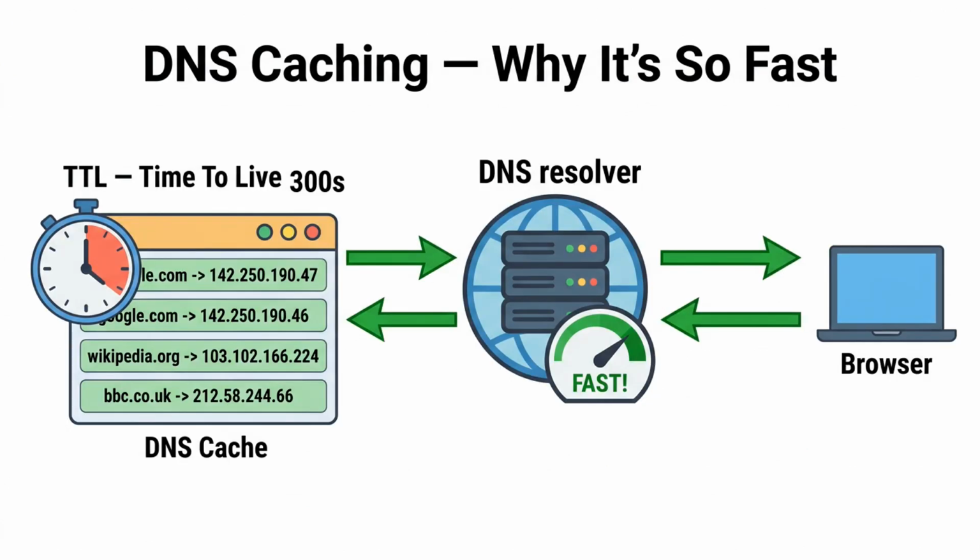Now, here's a clever trick that makes DNS super fast. Caching. Once your DNS resolver finds an IP address, it stores, or caches, that answer for a set amount of time. This is called the TTL, or time to live. So the next time you or anyone using the same resolver visits that website, it skips all those steps and answers immediately from cache. This is why DNS is so blazing fast in real life.